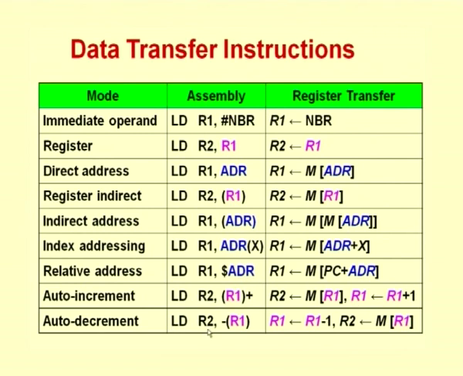Similarly, auto decrement, load R2 comma minus of R1. We first decrement R1, and then that value is taken as the memory address, and the data accessed from that memory location will be stored in R2.